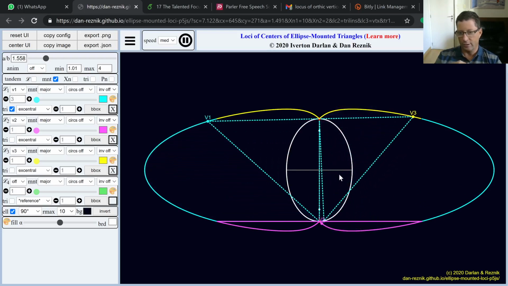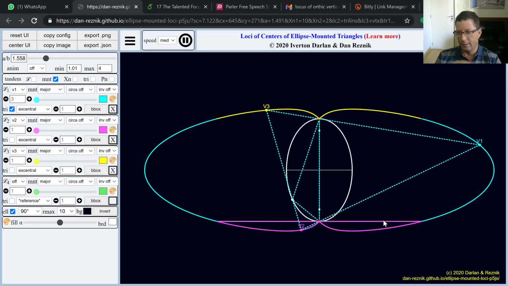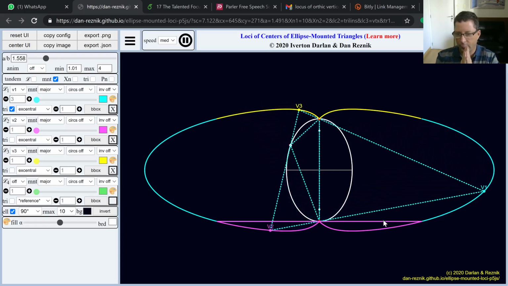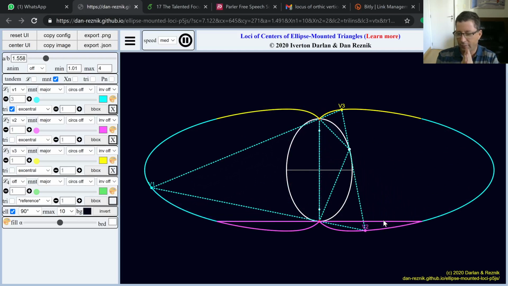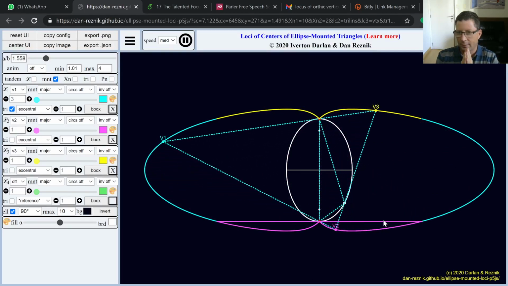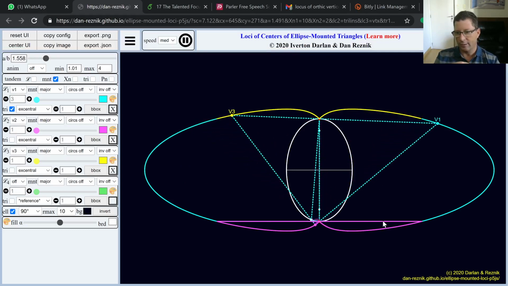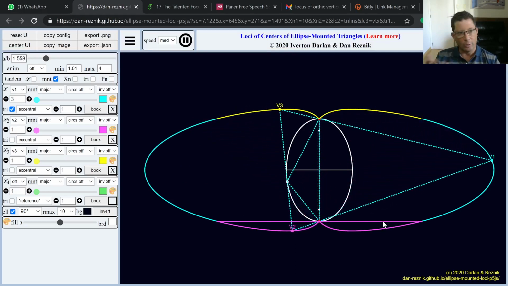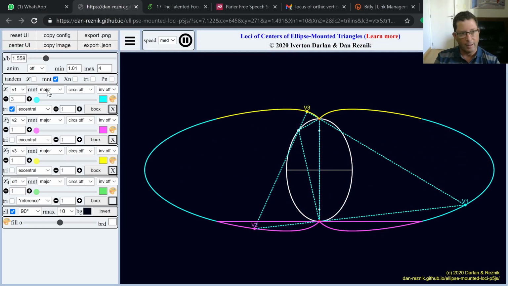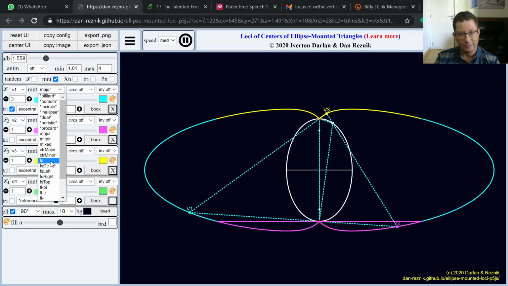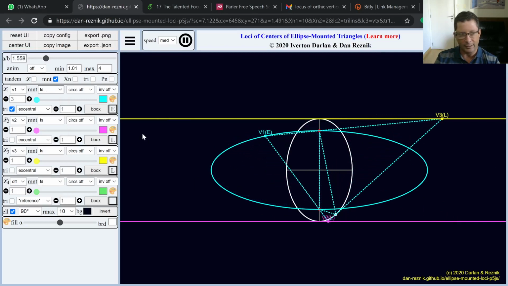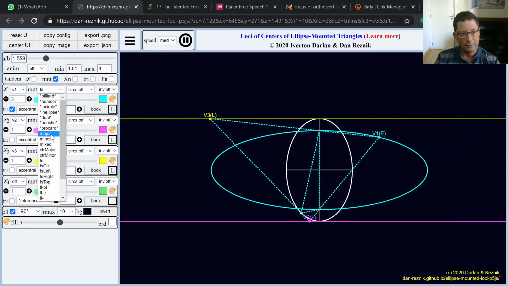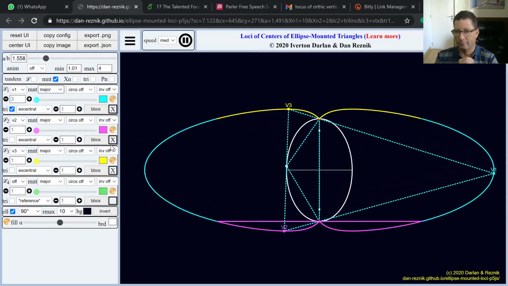You can ignore this straight line here. This is an artifact of the way these loci are being calculated. And V1, V2, and V3 are assigned. That straight horizontal line doesn't exist. So look at what happened, right? Just by going from a focus mount, which gives me this beautiful result, an ellipse and two straight lines, to the major mount, I get that.